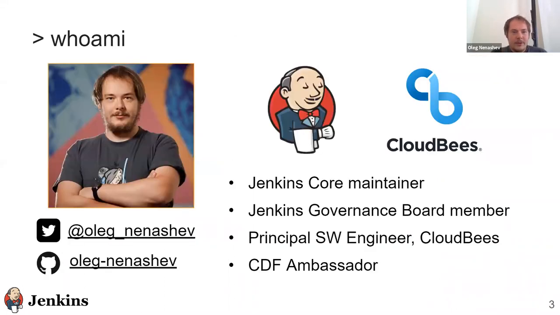So if you haven't met me yet, my name is Oleg Nenashev. I'm a Jenkins core maintainer and I'm one of the Jenkins governance board members. I work on various initiatives, including improving the Jenkins community, driving architecture changes, and I also maintain multiple plugins, probably too many, but I'm doing my best to improve the Jenkins ecosystem.